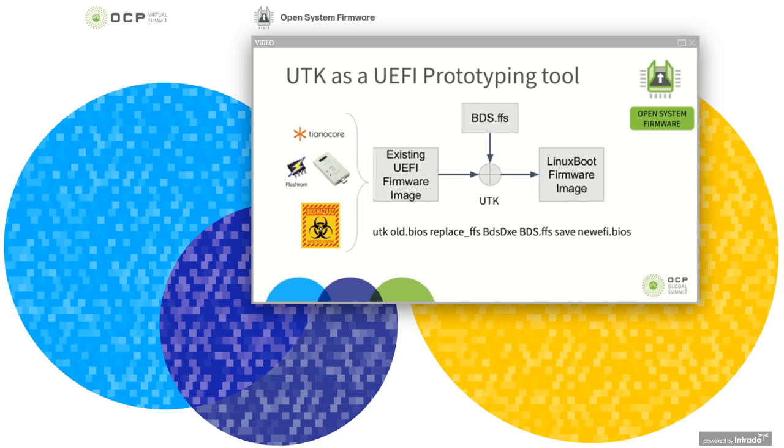This will parse the image, and then you can decide what sorts of operations you want to perform on it. In this example here, we use replace_fv. This replaces one of the firmware file objects inside of the UEFI image with one on your local file system called bds.ffs. And then we save the image as new EFI.bios. So this is able to read the image, make some modifications to it, and save it back to your file system. Don't worry too much about the syntax you see here. I'll explain it in a bit more depth later on. It'll make more sense.